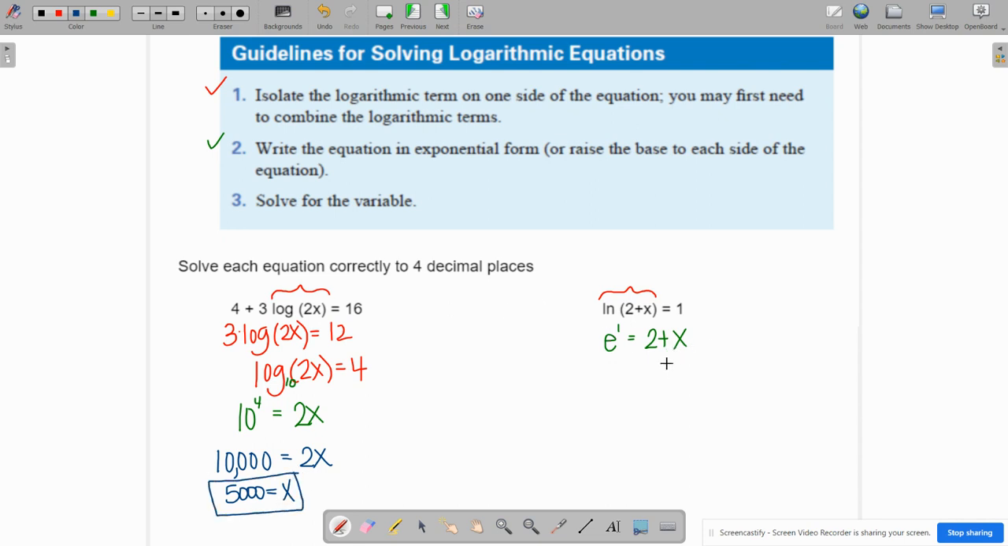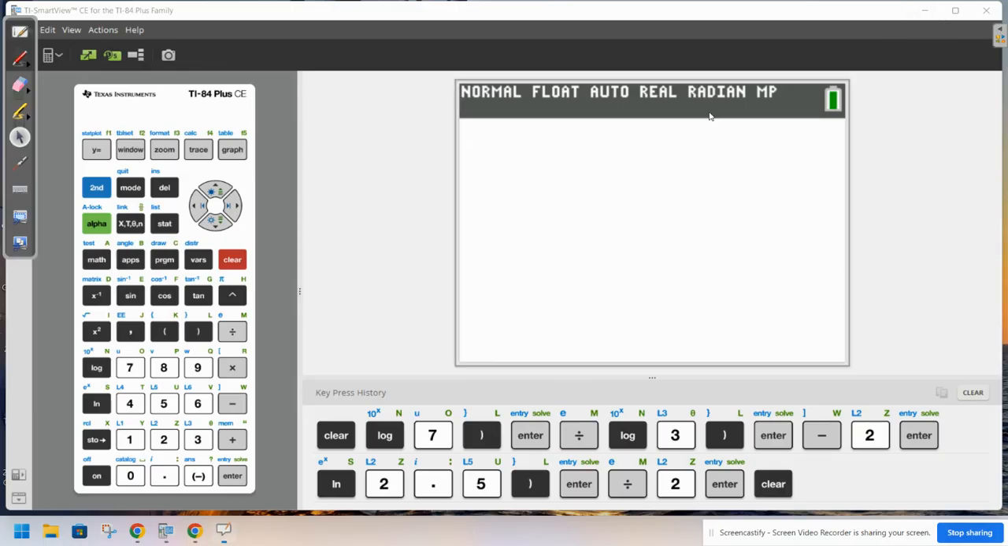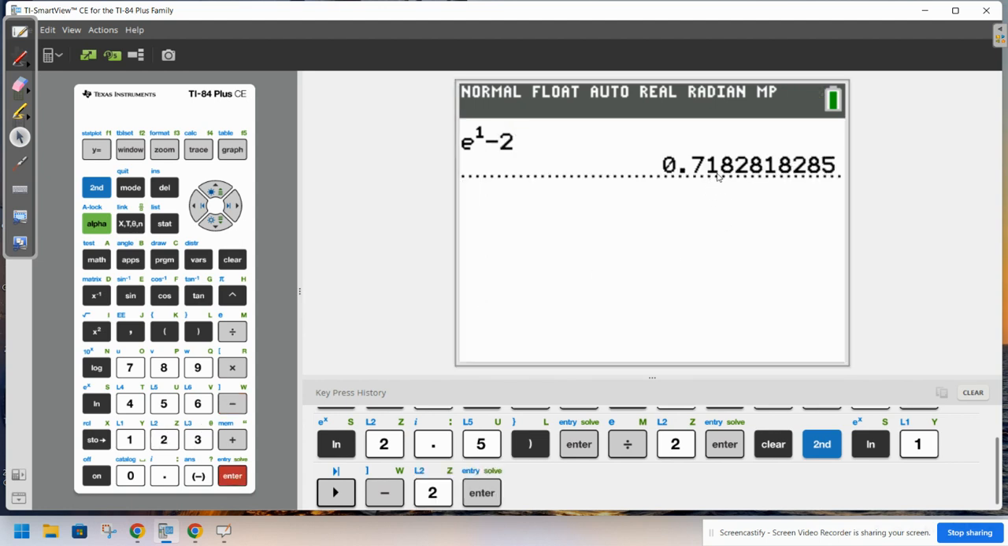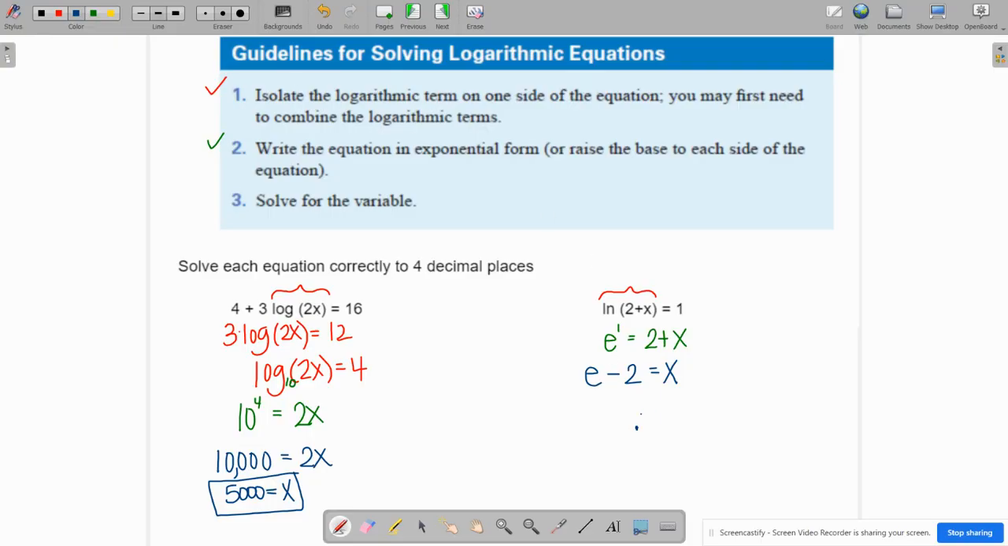Over here, to solve for x, we would have to subtract 2 from both sides. So this would be e to the 1st power, or just e, minus 2. In this case, we would want to type this in our calculator. So you would be able to say e, or e to the 1st power, minus 2. And that would give us 0.7183. So this is about 0.7183. But we wouldn't be able to do this without a calculator anytime that it's involving an e term.